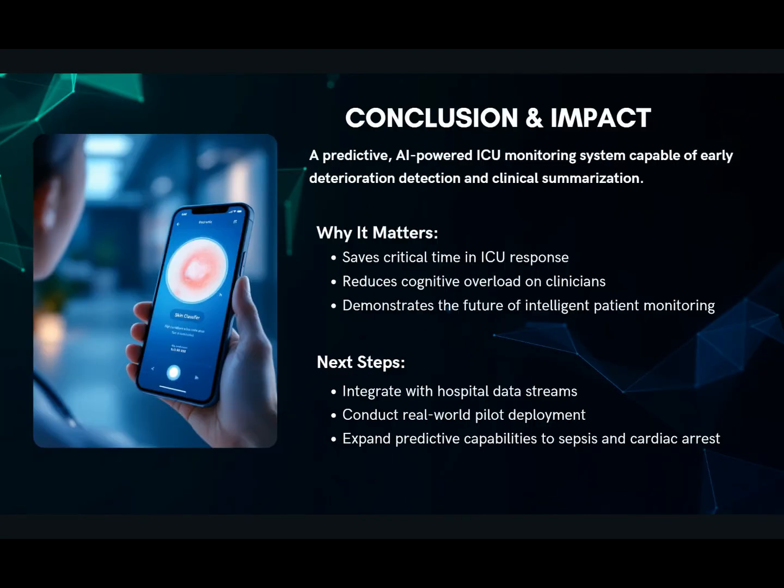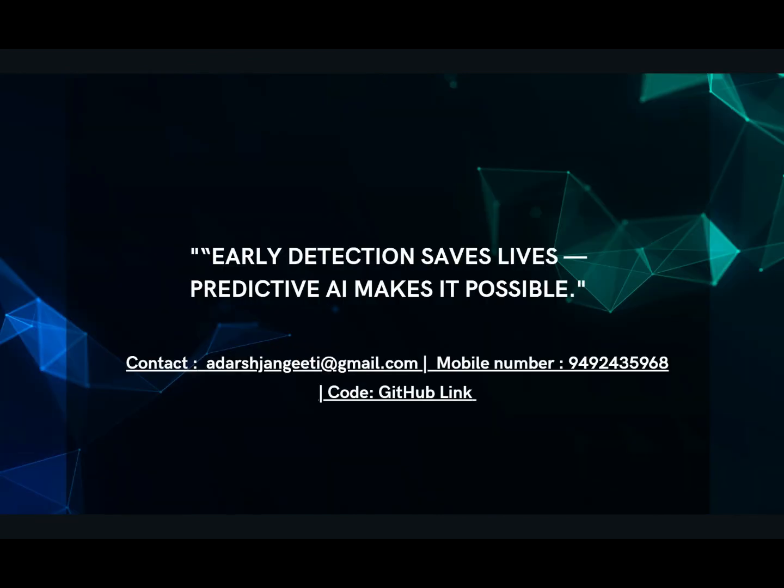Next, conclusion. The main point of this project is to create a predictive, AI-powered ICU monitoring system capable of identifying deterioration faster than standard thresholds. Why does it matter? First, it saves critical time in ICUs. When an alert is given, there is a small delay between the alert and the response time. If the alert itself is given late due to thresholds, there is a huge impact on the patient's life. It also reduces cognitive load on clinicians and demonstrates the intelligence of the monitoring. Next, this is the code for our project. Early detection saves lives. Predictive AI makes it possible.